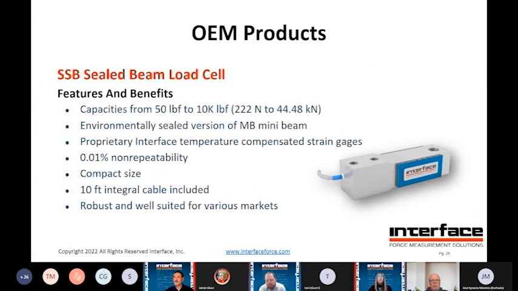SSB, continuing the cantilever beam family. This is a sealed version and it goes up to much higher capacities. So again, easy to integrate, bolt on one side, introduce load on the other. Often also incorporating different mechanical load introduction details on the live end of the load cell there. But it's robust and also a good performance value, and can accommodate a wide range of loads.